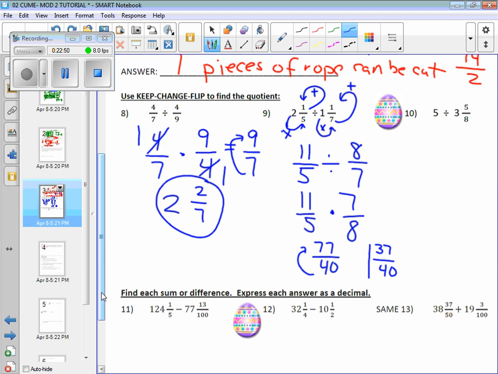And our denominator stays the same. And then you always want to check 37/40. Is it in lowest terms? And it is in this case. So we're going to circle it.